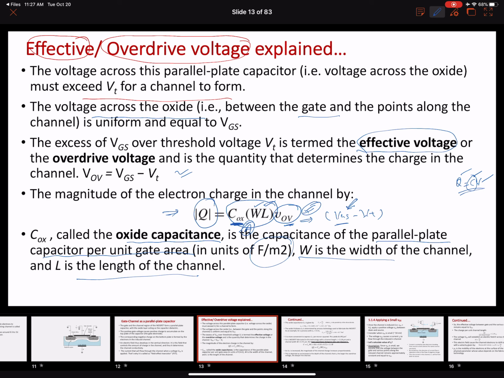So the charge accumulation in the channel can be defined by this relationship, which depends on the overdrive voltage. So the greater the overdrive voltage, the greater will be the charge accumulation. We are going to discuss this term in much more detail, right? So what will happen if we increase the width of the channel, if we increase or decrease the length of the channel, if we increase or decrease the capacitance of the oxide layer? Okay, we're going to talk more. Okay, so let's continue with this.